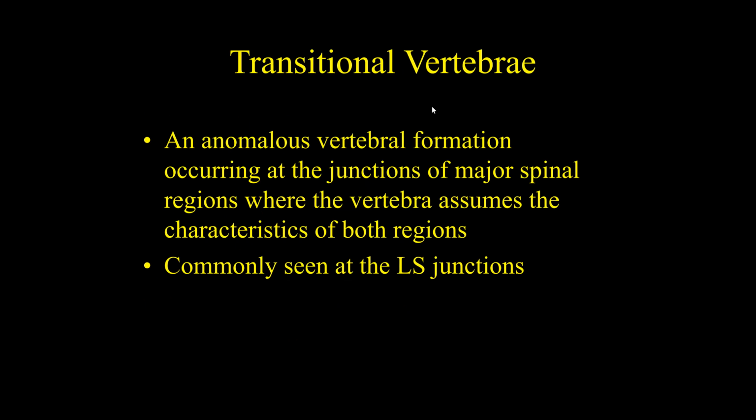Okay, transitional vertebrae. A transitional vertebrae is an anomalous vertebrae, and 99% of the time you're going to see it at the lumbosacral junction. Sometimes it can happen in the TL area, but most of the time it's the lumbosacral junction. So between L7 and S1, where you get this transitional vertebrae.